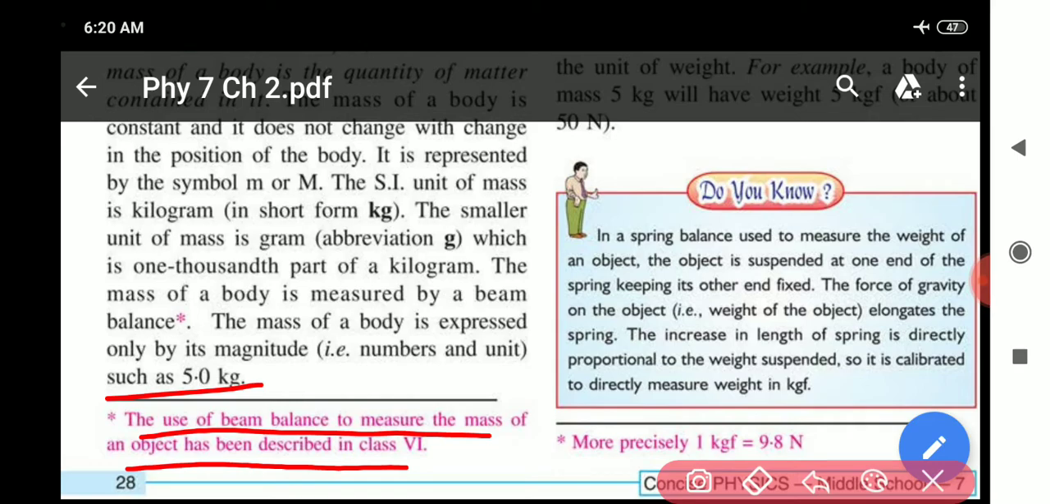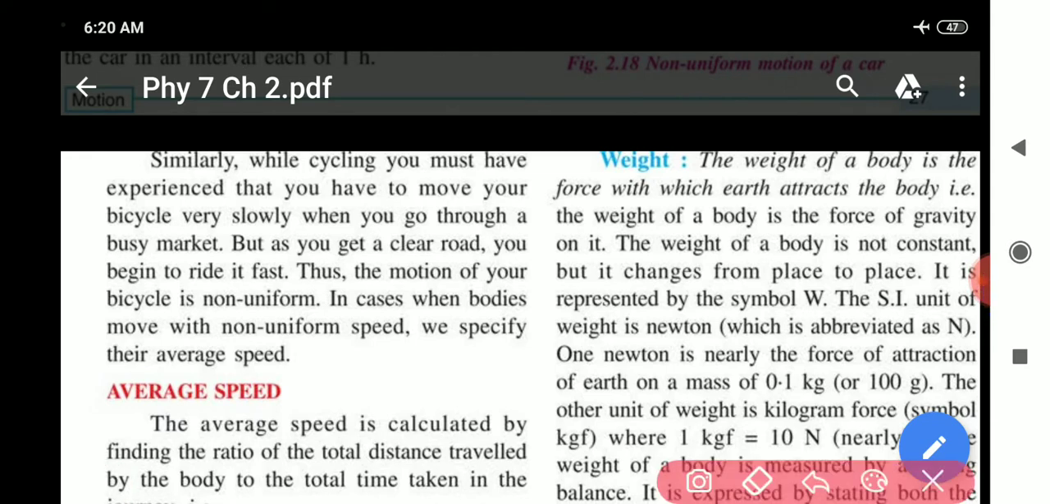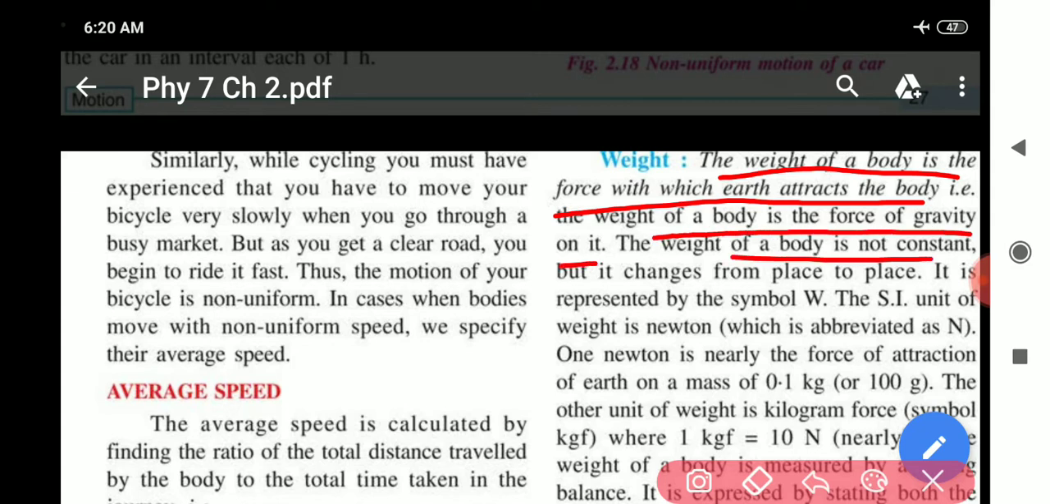Now, weight. What is weight? The weight of a body is the force with which the earth attracts the body. The force by which the earth is attracting the body is the weight of the body. Weight of the body is the force of gravity on it. Weight of the body is not constant; it changes from place to place. It is represented by the symbol W.